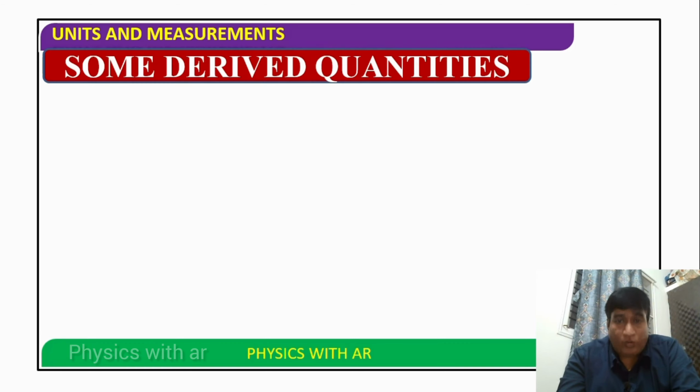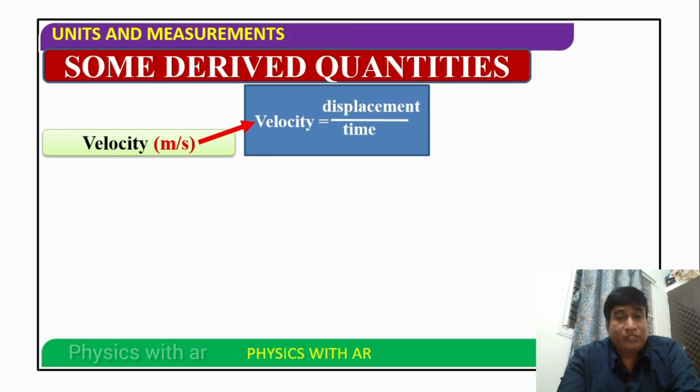So some derived quantities which we can give as an example. Velocity is an example of a derived physical quantity. How can we write this? Velocity is nothing but displacement by time. Displacement is measured as length, and time is in seconds. So it depends on length and time, which are fundamental physical quantities. For velocity, the SI unit is meter per second.